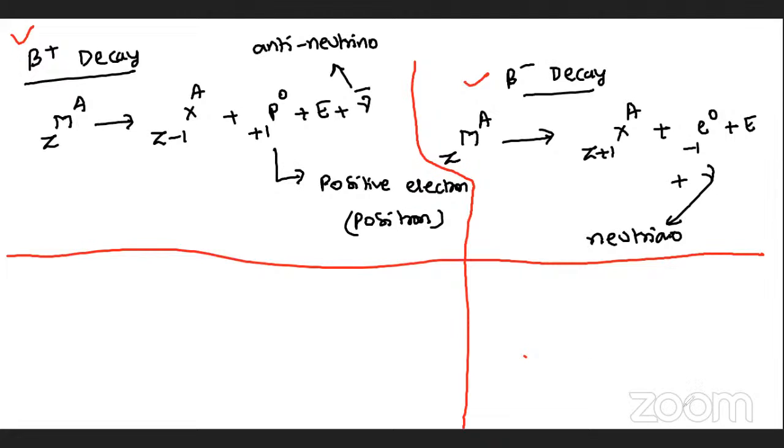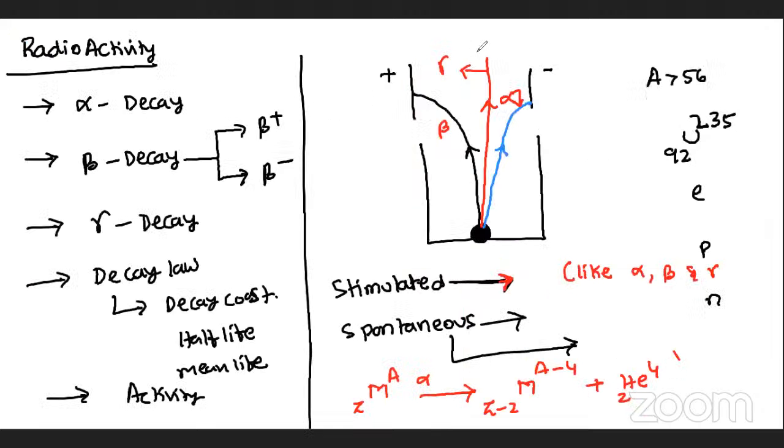Gamma decay means that there is no change in the parent nucleus. Only energy will be lost. Whatever is there in the parent nuclei, the same thing we have in the daughter nuclei also. Okay, fine. Alpha.